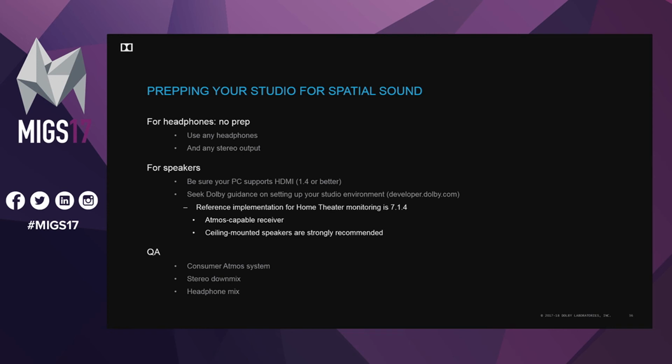That's the easy path. If you're using speakers, it's a little bit more work. So make sure that your PC supports HDMI 1.4. Most mini display ports like you have on your Macs are 1.4 and higher, but check your documentation to be sure. And then, you need an Atmos capable AVR. And for mixing and for your studios, we'd recommend 7.1.4, mainly because that gives you the full spread overhead. That's our reference implementation right now, and the 4 overhead channels give you a lot of precision during mix time. And this is where we come back to that ceiling mounted speaker thing. Yeah, use ceiling mounted speakers.